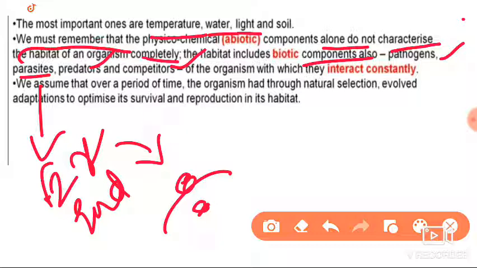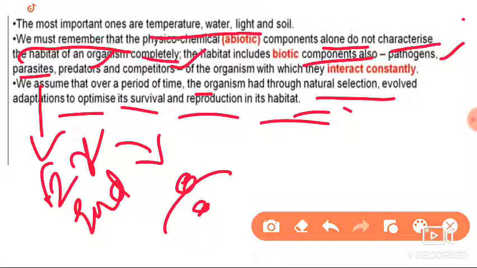We assume that over a period of time the organisms, through natural selection, evolved adaptations to optimize their survival and reproduction in their habitat. Their adaptation is very important for the survival purpose, and not only for survival, but for the reproduction purpose in their habitat.